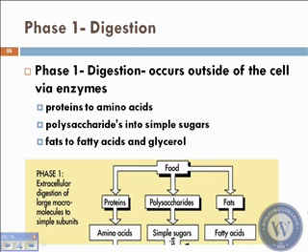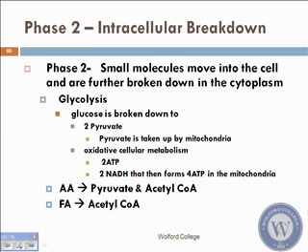Now, phase 1 of digestion occurs outside of the cell. The enzymes, these are your proteins to amino acids. When we talk about the GI tract system, we'll go back into digestion a little bit more. Polysaccharides are converted into simple sugars, and fats are converted to fatty acids and glycerol. In phase 2, the intracellular breakdown is the small molecules move into the cell and are further broken down in the cytoplasm.